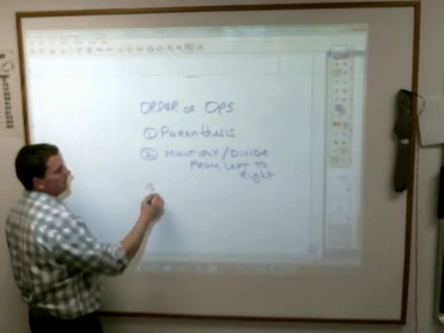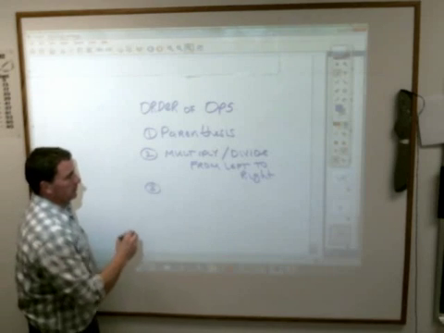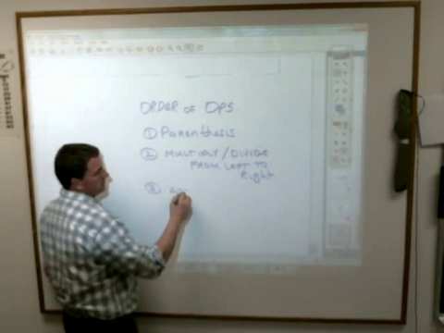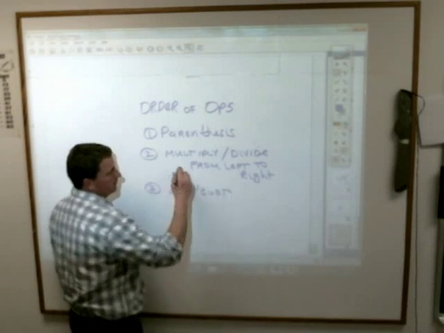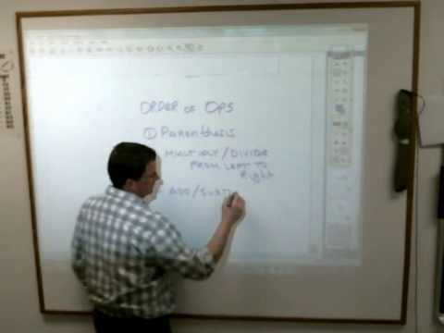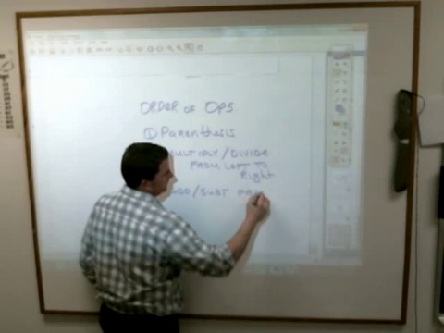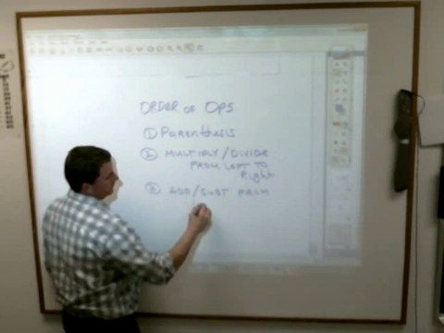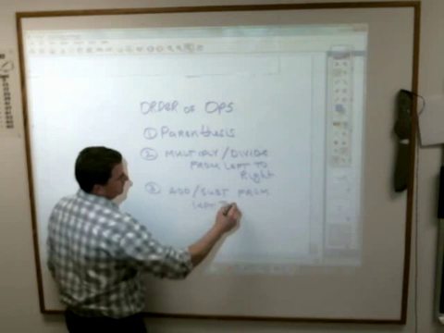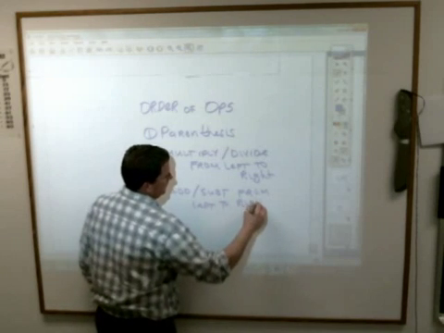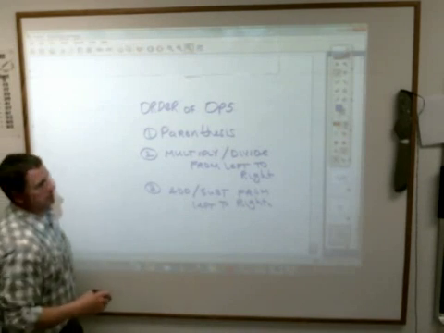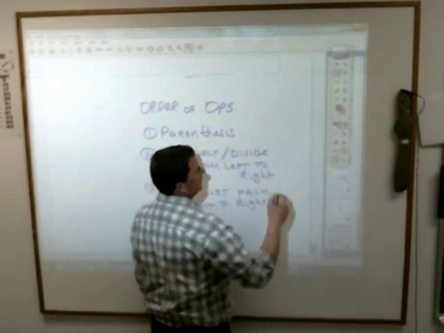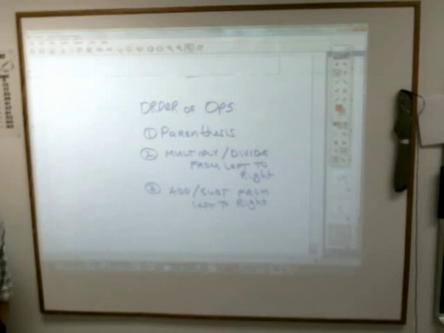And the third thing you do is addition and subtraction. After you do all the multiplication and division, you do addition and subtraction from left to right. I will show you an example of a problem they'll give you. You need to follow those steps, otherwise you will get the problem wrong.